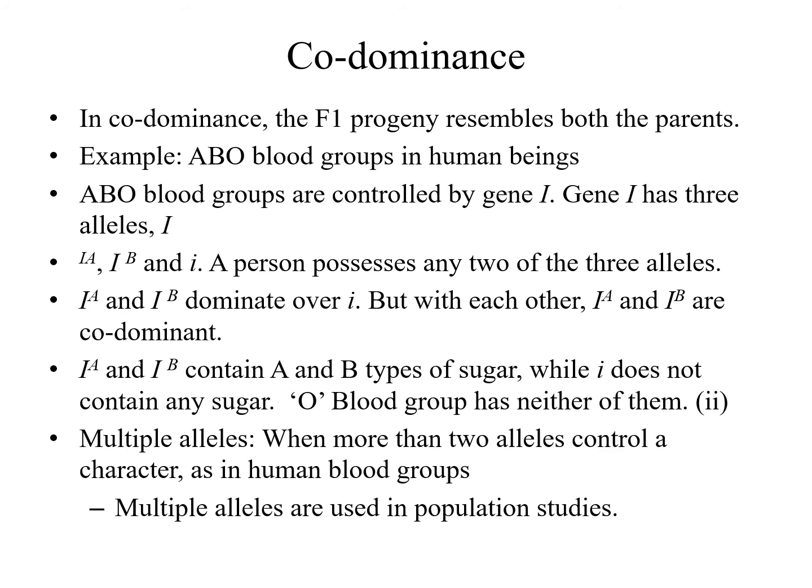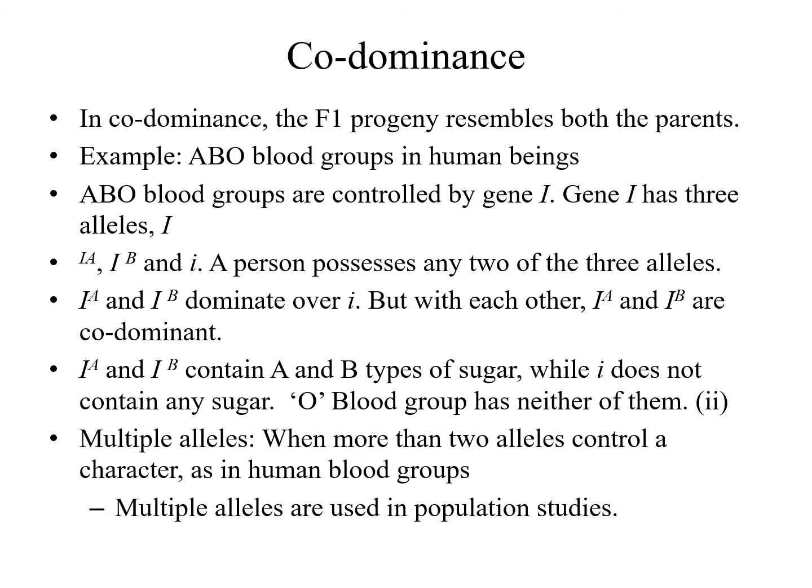Usually in a monohybrid cross, the F1 progeny resemble either of the parents. But here in codominance, the F1 progeny resembles both the parents. For example, we can take blood group. How many blood groups are there? A, B, O, you know. Who is the universal donor? O blood group. ABO blood group is actually controlled by gene I.